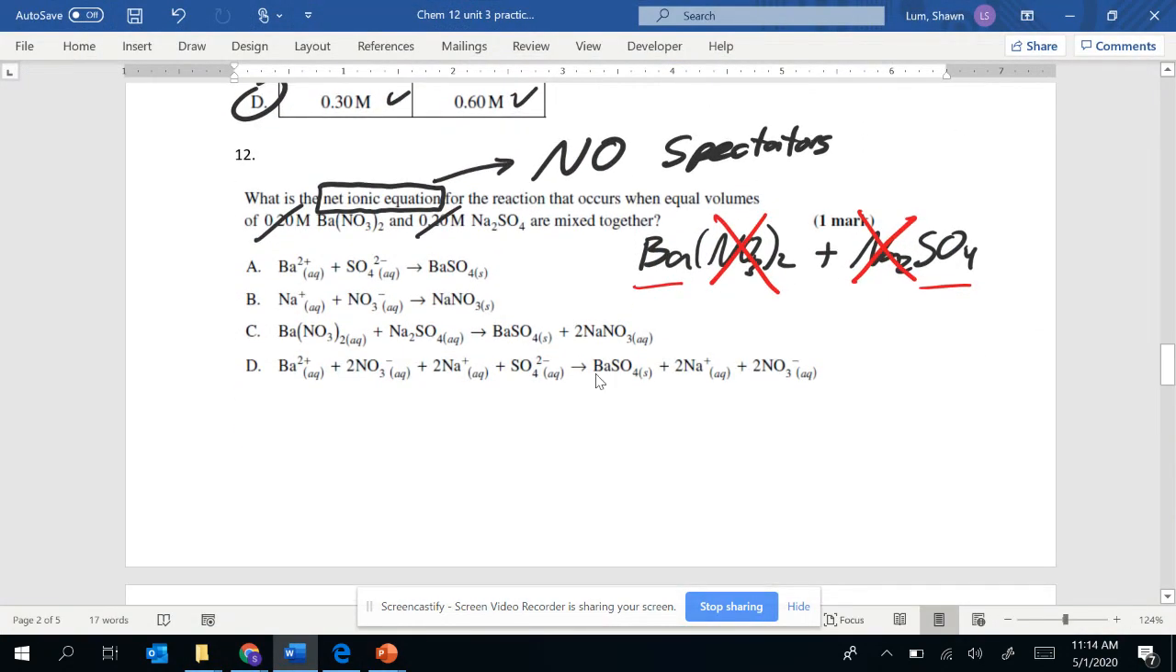So when Ba2+ is added to SO4 2-, it'll create a precipitate, BaSO4. Remember, swap, like these will cancel out, so you don't have to have any subscript numbers right there. So anyways, which one's the answer? It's going to be this one.